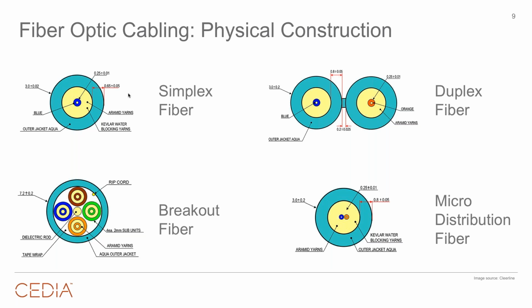Now, two different types of fiber, and we'll look at these in a little bit more detail here in a minute. There's breakout fiber and micro distribution fiber.